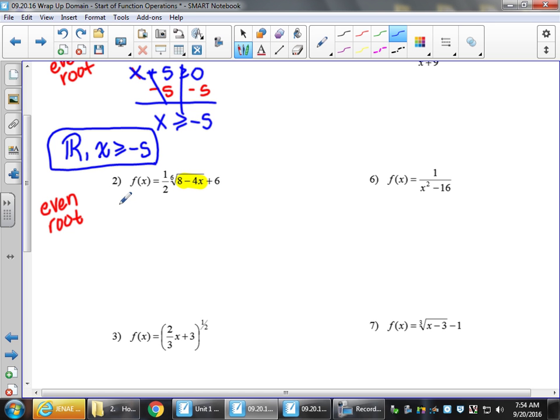What's greater than or equal to? 8 minus 4x greater than or equal to 0. So we're going to subtract 8 from both sides.